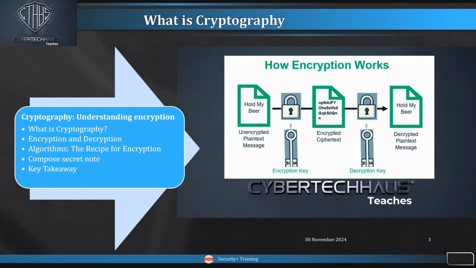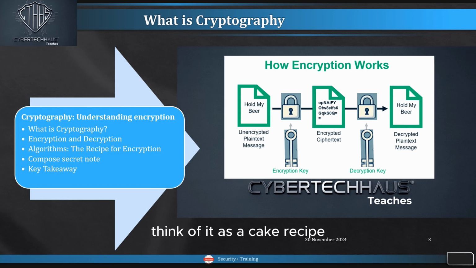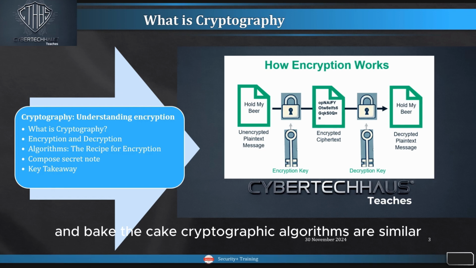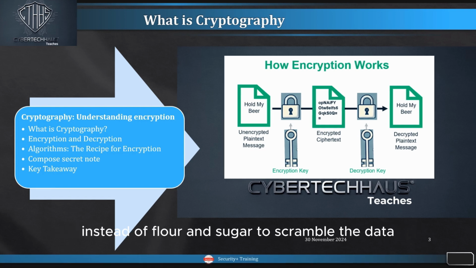Algorithms, the recipe for encryption. An algorithm is like a recipe with step-by-step instructions. In cryptography, an algorithm tells you exactly how to scramble the message. Think of it as a cake recipe. You follow the steps to mix the ingredients and bake the cake. Cryptographic algorithms are similar, but they use complex mathematics instead of flour and sugar to scramble the data.